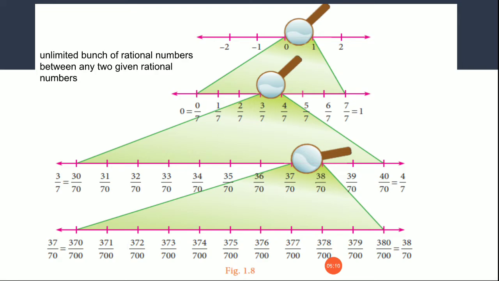by 7. And next, we are again taking the lens and looking in between 3 by 7 and 4 by 7. So it is still being magnified. So between 3 by 7 and 4 by 7, what is happening? They are dividing into 70 equal parts. And then 37 by 70 and 38 by 70. In between them, if we magnify and see, we can divide it into 700 equal parts. Same way we can see up to n number of equal parts.